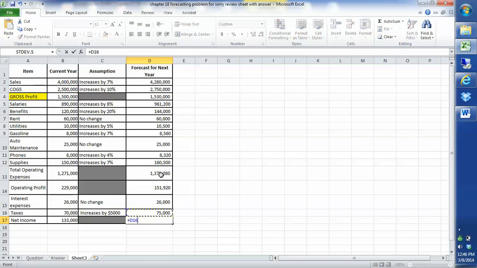Our net income is then equal to our operating profit minus our interest expense, minus our tax expense, for $50,920. And that's it for that problem.